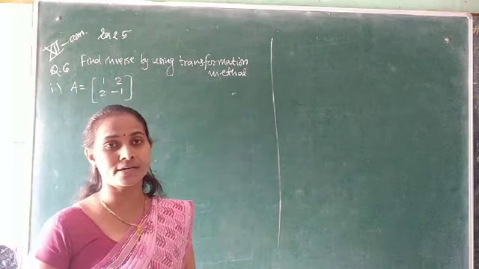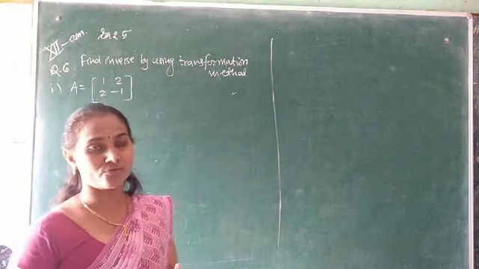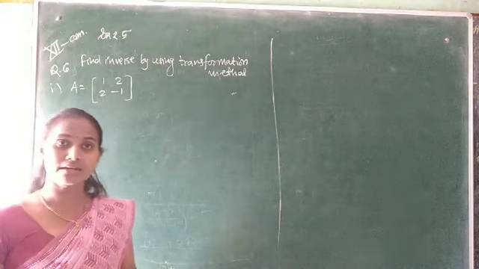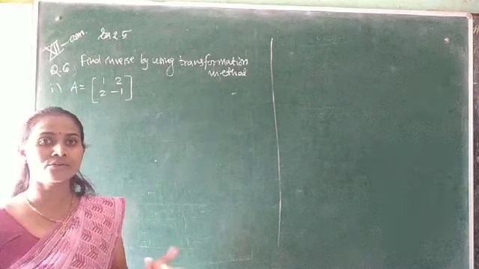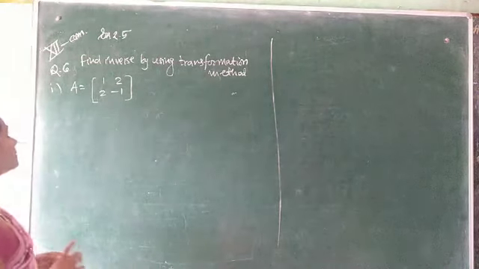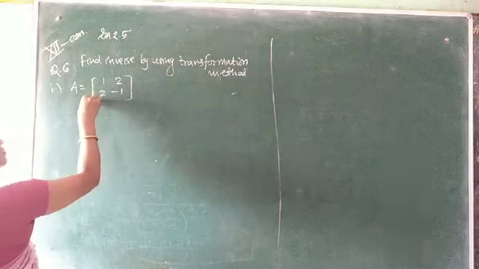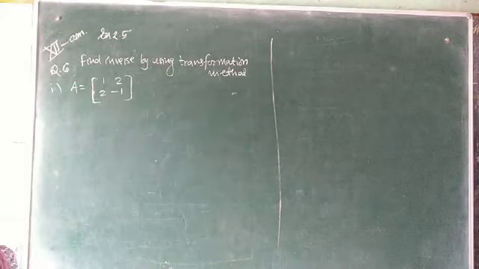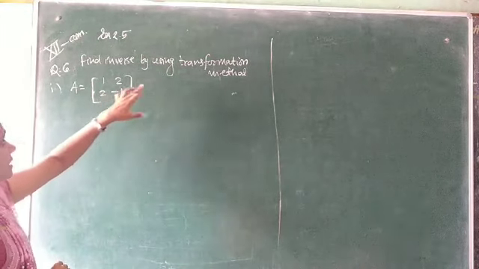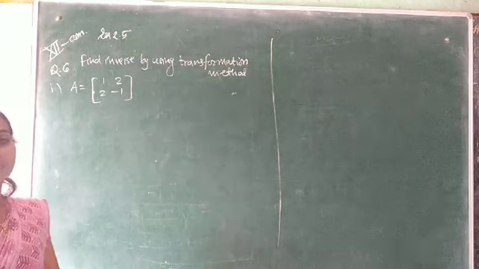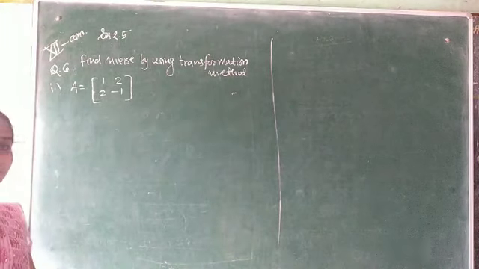in that lecture we also studied how to find minor and cofactor. Now see, we have to find the inverse of this matrix by using the transformation method. So here we can use row transformation or column transformation, whichever method is very suitable. Here I am going to solve the inverse by using the row transformation method. You should try to solve the example by using column transformation.